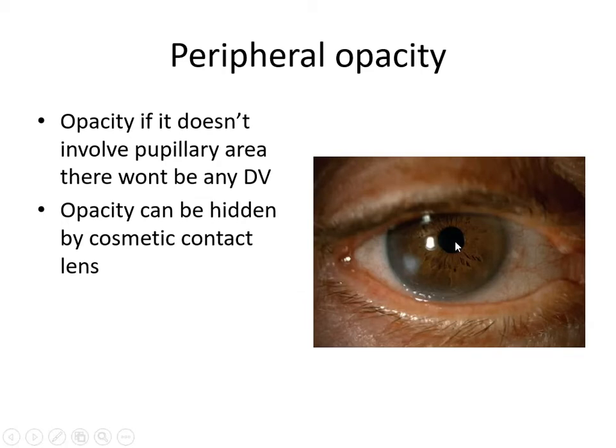In these cases, you can hide this opacity by prescribing a colored contact lens. You can give a cosmetic contact lens to the patient. Because the vision is normal, you don't have to do any keratoplasty. Because the opacity is present in the periphery, you can hide it with a colored contact lens. If there is any diminution of vision, you can prescribe that number in the contact lens. So the refractive error can be corrected, and you can also hide this opacity.